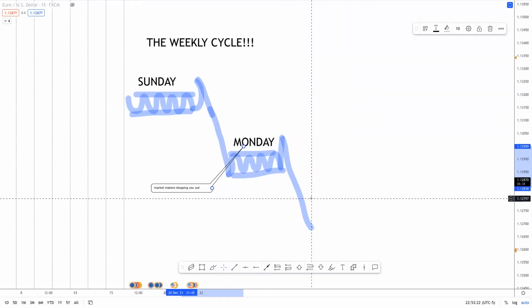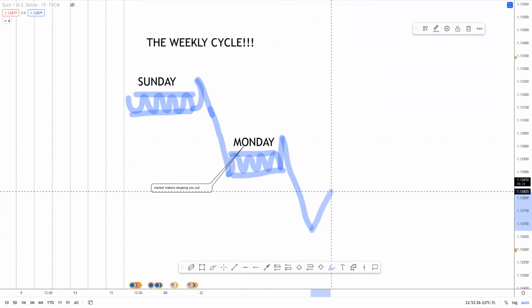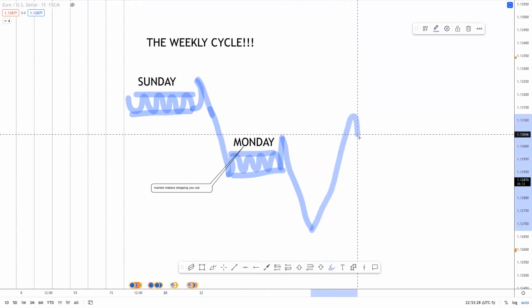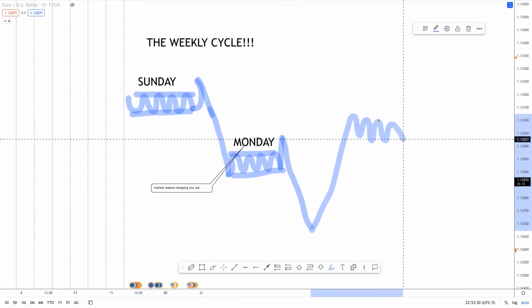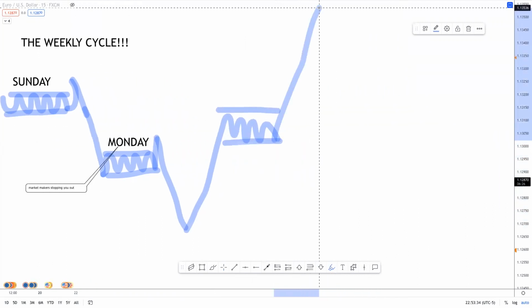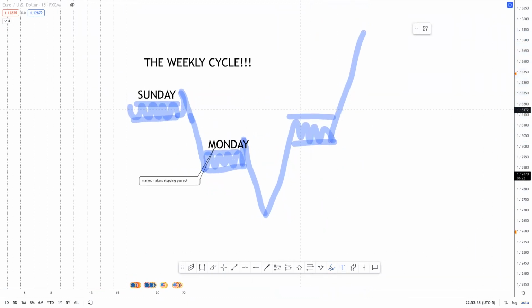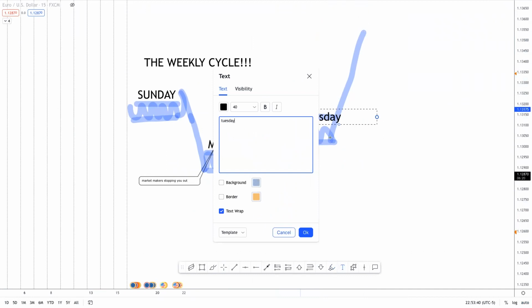So what can we expect on Tuesday? On Tuesday, perhaps we come up a little bit and have our initial buildup around here. And Tuesday makes the move of the week, like so. All right, so we can go ahead and consider this Tuesday.